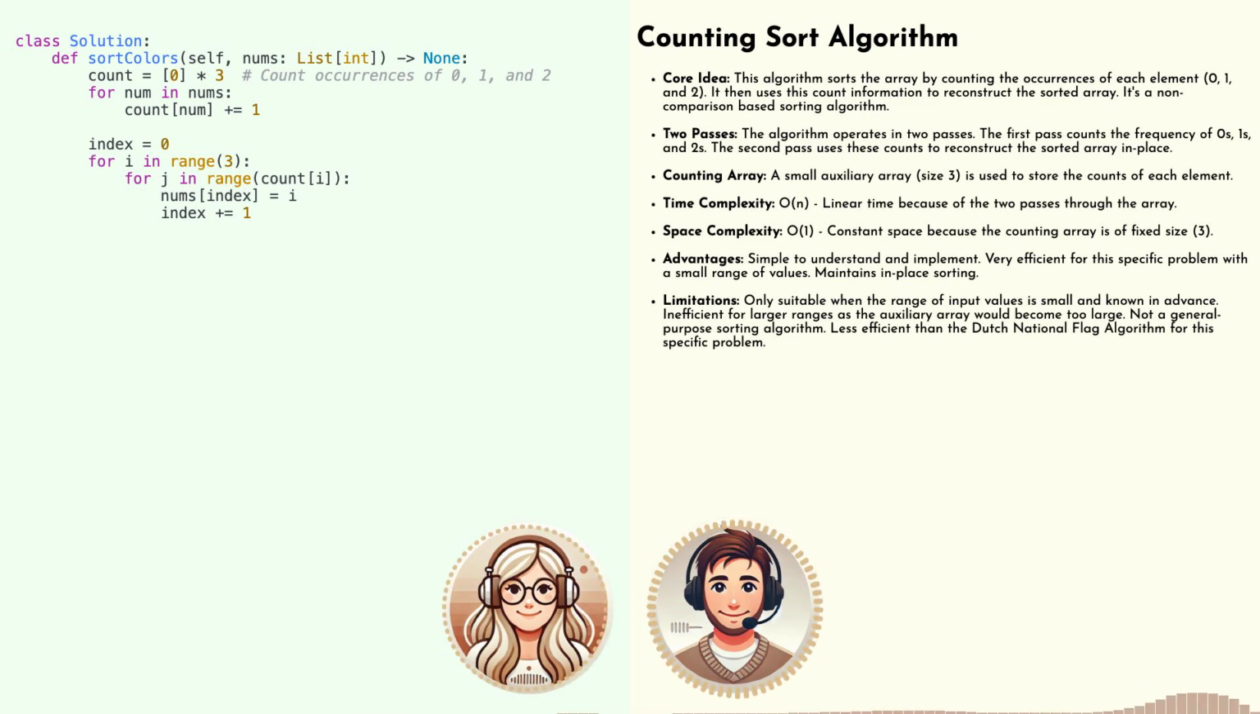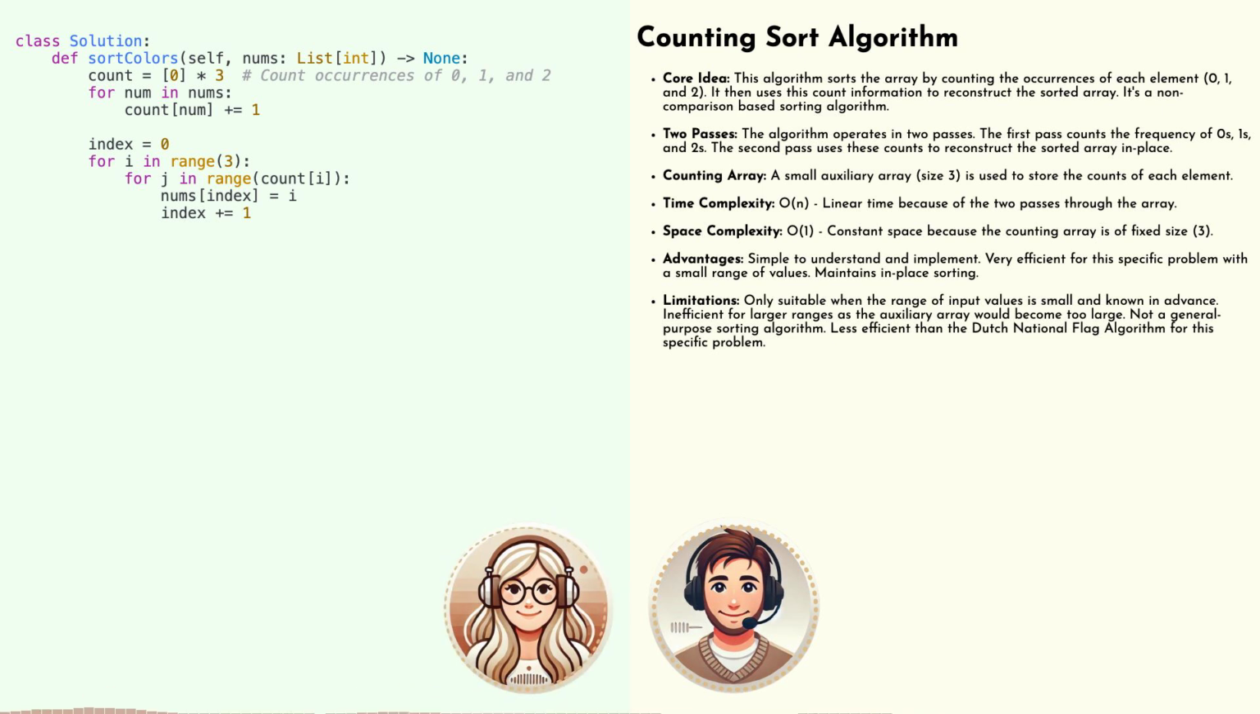We use those counts to rebuild our sorted array. Okay. We start by placing all our zeros, our reds, then the right number of ones, our whites, and then the 2s or blues, based on those counts from the first pass. It's like rebuilding our flag from the ground up, making sure each color has the right number of elements. That's pretty straightforward. Is counting sort more efficient than the Dutch national flag algorithm?